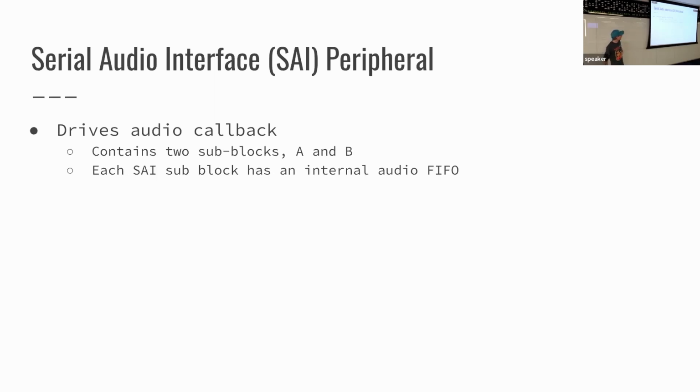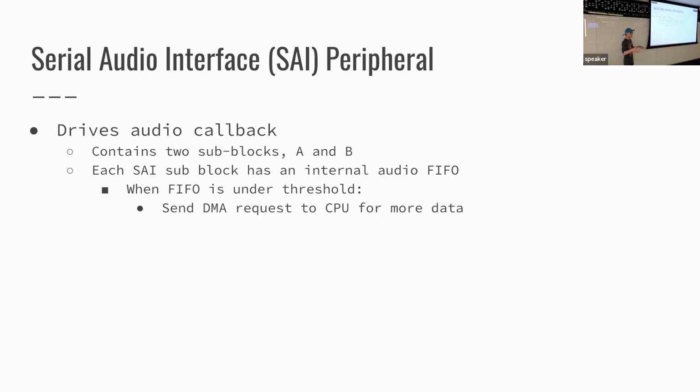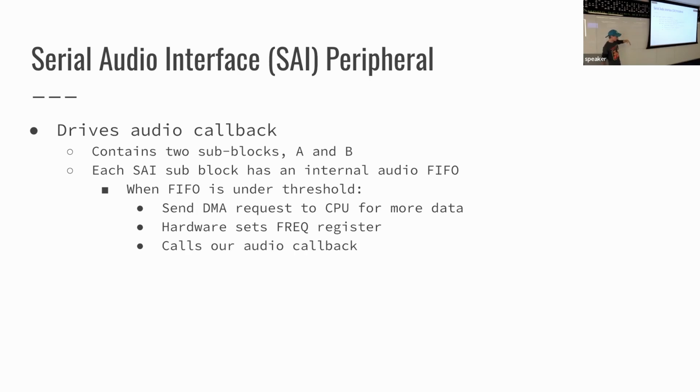And the one on the STM32 has these two sub-blocks in it, A and B. Each one has an audio FIFO in it. And how the audio hardware determines whether it's going to send a DMA request to our program to get more audio data is when it has transferred enough digital audio samples out. It'll set this register flag, and that'll tell the CPU that it needs to deliver another buffer of audio data, and that ends up calling our audio callback.